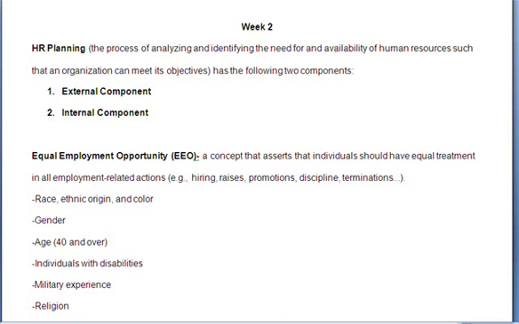And let's actually take these in reverse order. Let's talk about the internal component first. The whole notion of HR planning is this. As an organization, what are your strategies? What are your goals? What are your objectives? What is it that you're wanting to accomplish? Based upon what you're wanting to accomplish, what types of workers, in terms of how many, what skills are going to be needed? That is the internal component, right?